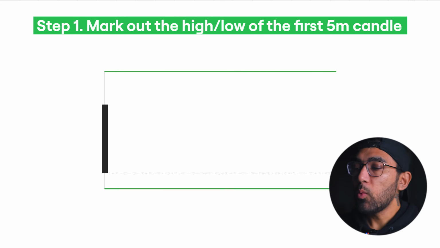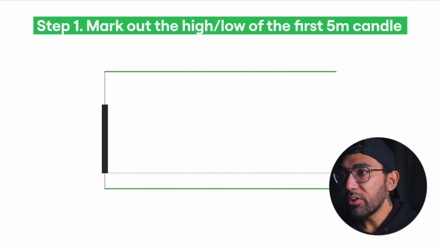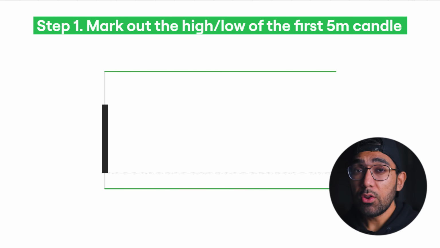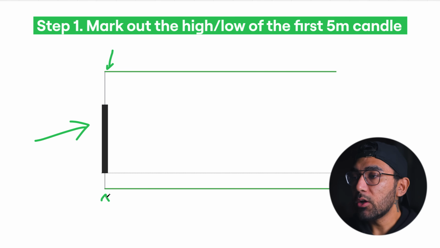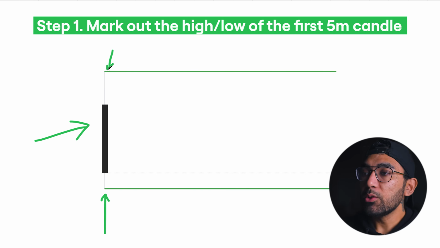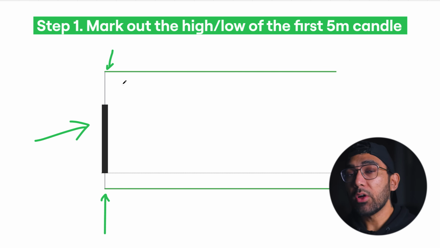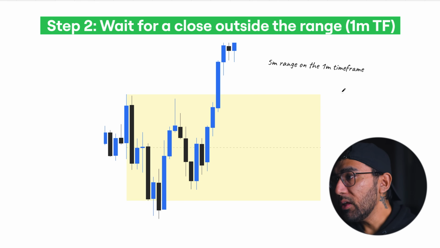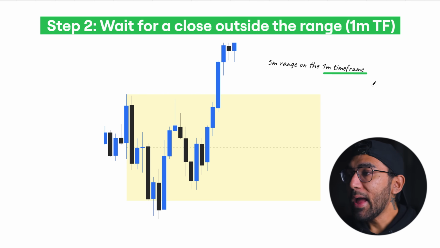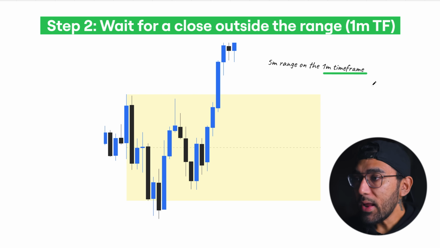So the first step is, when we go into that New York session, we are looking for the 9:30 candle that prints on the 5-minute time frame. All we're going to do is mark out the high like this of the 5-minute candle and the low like this. Make sure you include the wicks when you are marking out the high and the low. And then step 2 is we're going to switch over to the 1-minute time frame, and we are going to basically see that range, but within a 1-minute time frame.